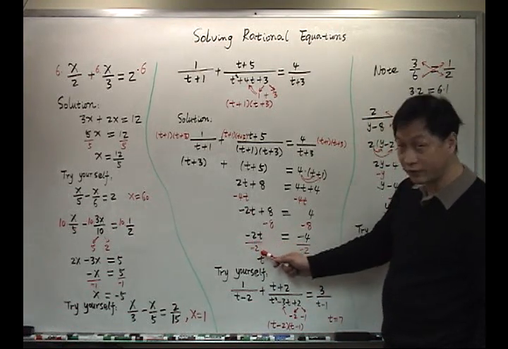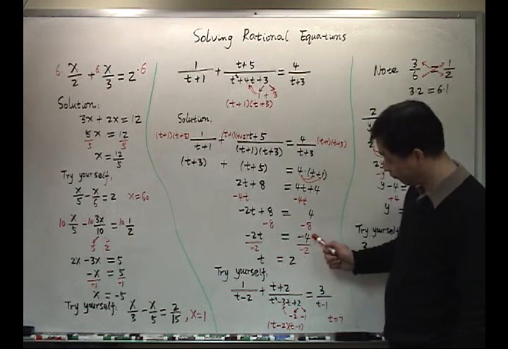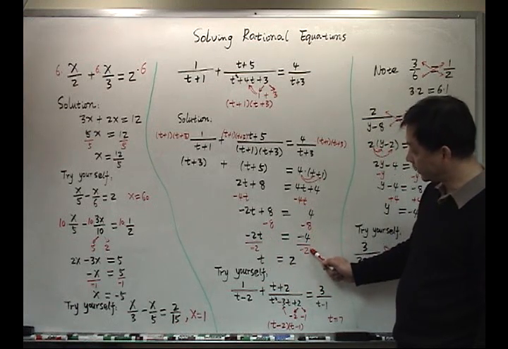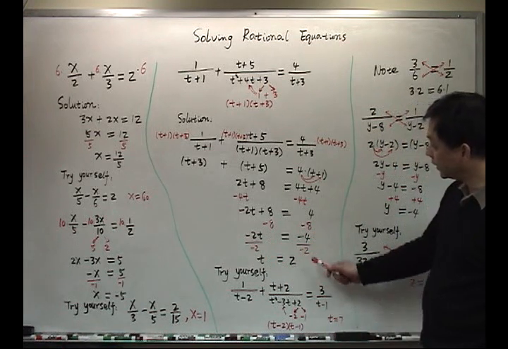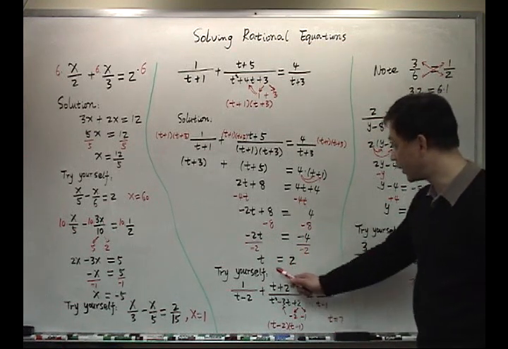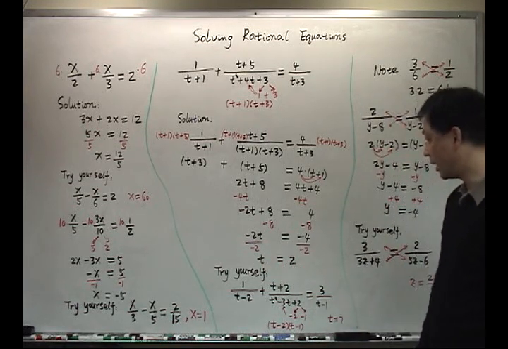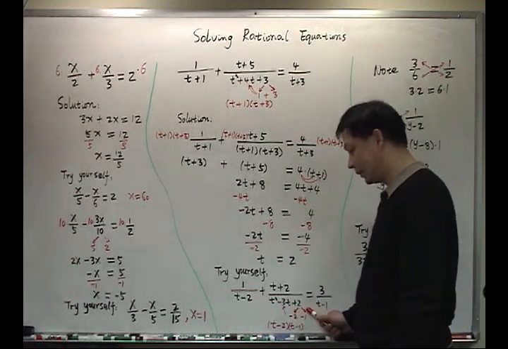Negative 2 cancels on the left, so t equals negative 4 divided by negative 2. Negative divided by negative gives us positive. So the final answer is t equals 2. Now try this one yourself.